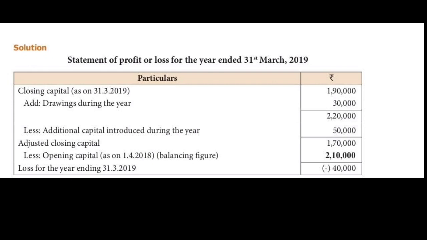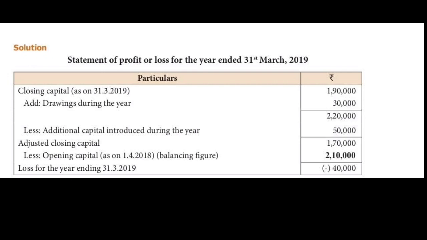So here you see 1,70,000 minus of 40,000. So what will you do? When minus of is given, it has to be added. So 1,70,000 plus 40,000 will give you 2,10,000.